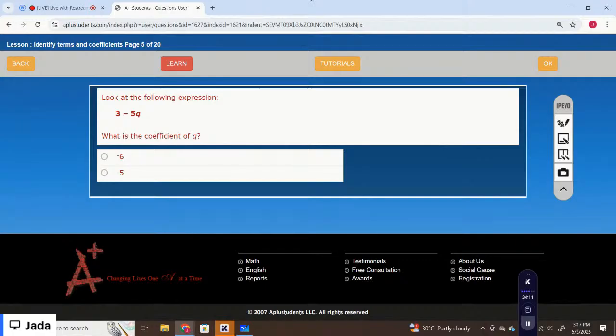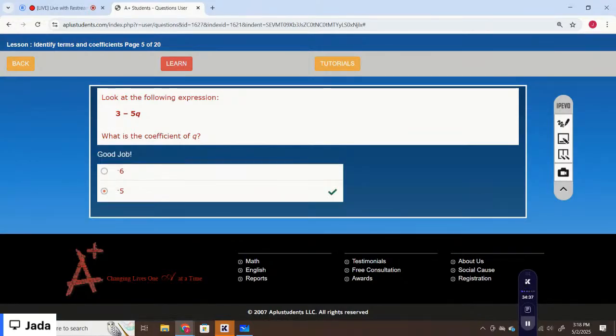Look at the following expression 3 minus 5q. What is the coefficient of q? The coefficient of q is negative 5. Option number 2 is the correct option.